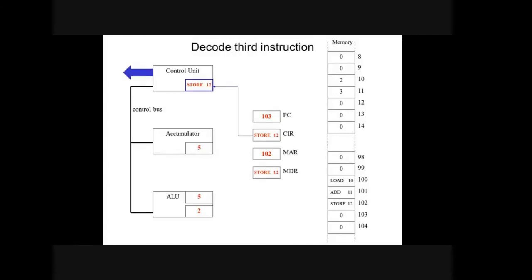Now we can decode that instruction, which basically says store the result in the accumulator back into location 12. We're going to put something into location 12, so that memory address must be put into the memory address register, and the contents of the accumulator move via the memory data register into that memory location. And that's our program complete.